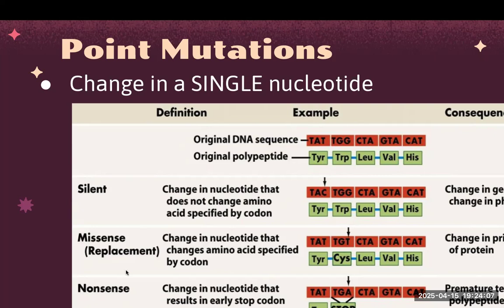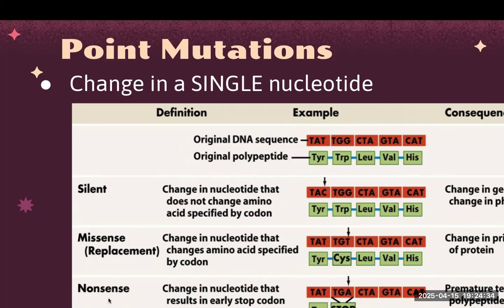Then a missense mutation would be a change in a nucleotide that changes the amino acid. So this one we actually see. We have TGG here, that was coding for tryptophan, and now it changed to TGT. So it was one point change, but now it's changing from tryptophan to cysteine. So that would be a missense mutation.